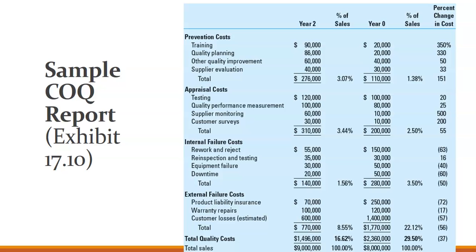What we would hope to see is in this, here we have a growth from year 0 to year 2. We've shown that we've spent more money on prevention and appraisal. And in doing that, we have been able to reduce both our internal and external failure costs. So that is what we would hope would be the result. If we spend more money on prevention and appraisal, that we would be able to eliminate or avoid future failure costs from quality issues.